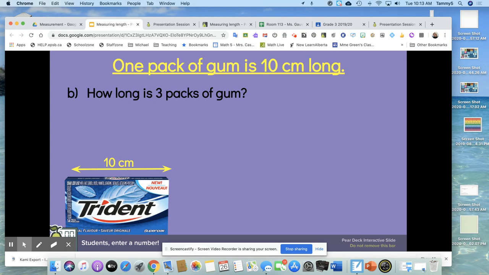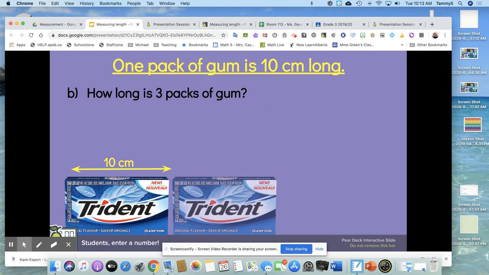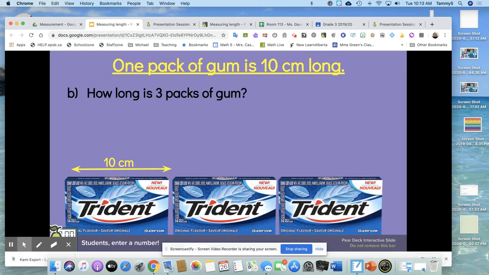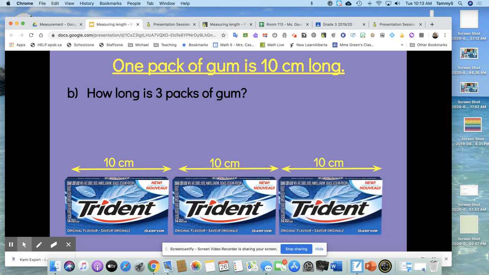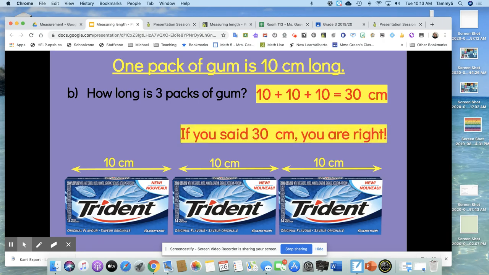How about if the question asked you how long is 3 packs of gum? So you could draw a picture to figure out the answer and show that we've got 10 plus 10 plus 10 centimeters, which is equal to 30 centimeter length in total. So 30 centimeters is the right answer.